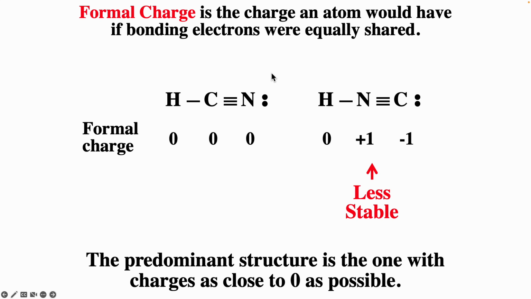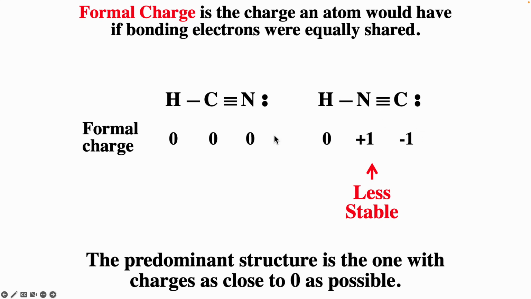Now, if we look at the noble gas configuration, hydrogen has 2, carbon has 8, and nitrogen is surrounded by 8. Based on noble gas configuration, they both should be equally stable. But based on formal charge, for one structure, 1 minus 1 is 0, 4 minus 4 is 0, 5 minus 5 is 0. For the other, 1 minus 1 is 0, 5 minus 4 is +1, and 4 minus 5 gives you a -1.